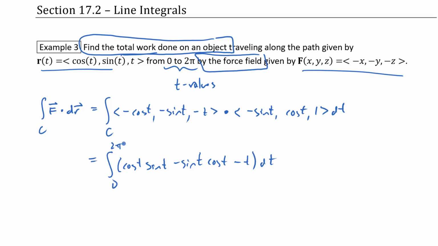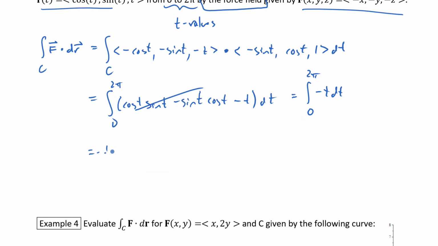What we have here is a helix. Right, so we have the unit circle, cosine of t, sine of t, but then z varies with t. So we're traveling up a helix. We're just going one rotation. T is going from 0 to 2 pi. This is convenient here. We just get the integral from 0 to 2 pi of negative t dt, which is negative 1/2 t squared from 0 to 2 pi. That's negative 1/2 times 2 pi squared, so that would be negative 2 pi squared.